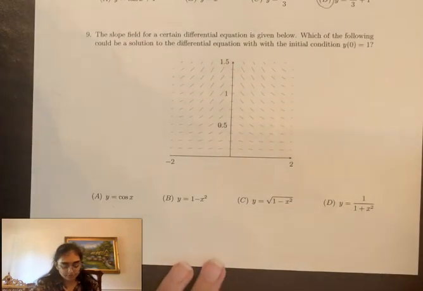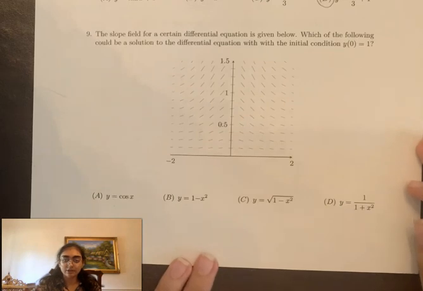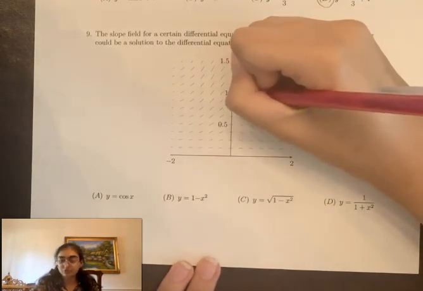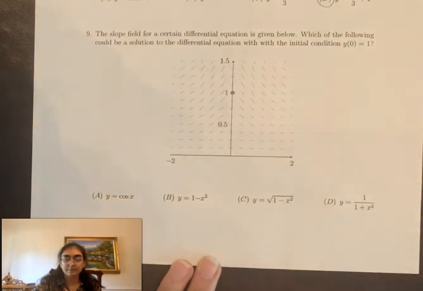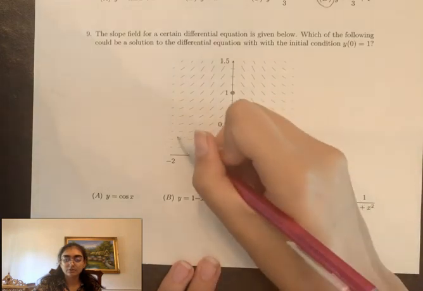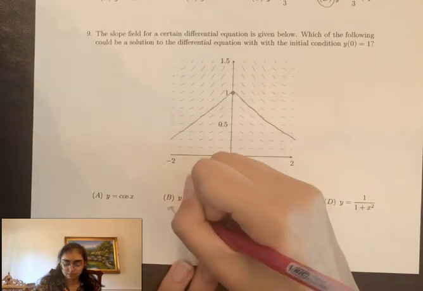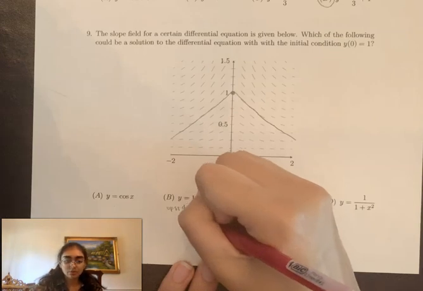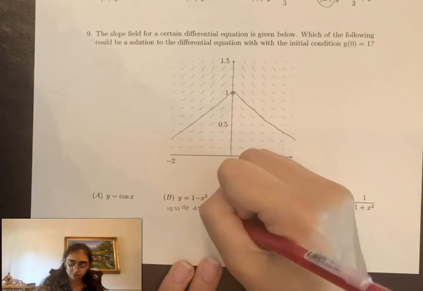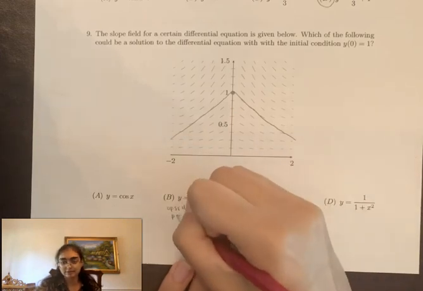Number 9 is a very similar process. We do the exact same thing. First, we're going to plot the initial point, and then we're just going to trace that shape. So this is what that shape looks like. It's kind of like an upside down parabola, but pointy at the top. There's like a point. So we know what the graph of cosine looks like. The graph of cosine has to be underneath the x-axis at some point.